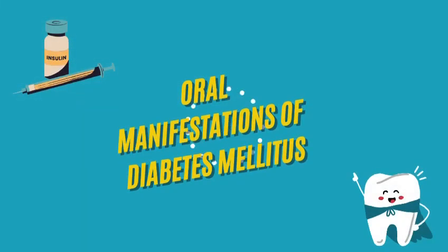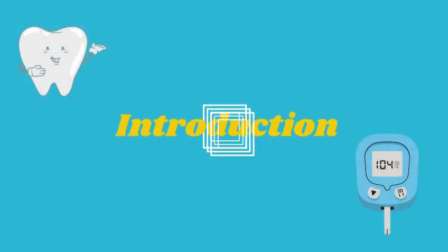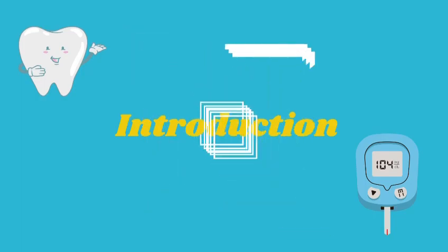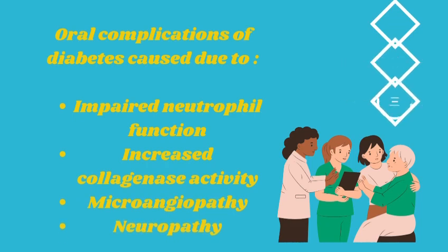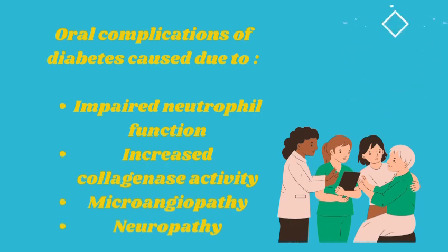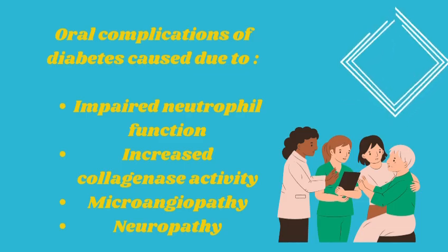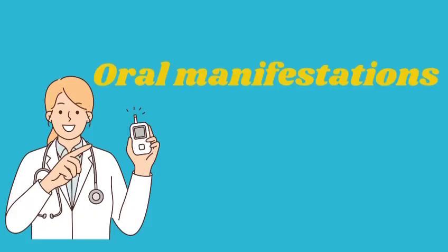The purpose of this video is to increase the knowledge about oral manifestations associated with diabetes mellitus. So what is diabetes mellitus? It's a chronic metabolic disease characterized by hyperglycemia due to either a deficiency of insulin secretion or resistance to the action of insulin or both. In this video, we are going to briefly see about some oral manifestations of diabetes mellitus.